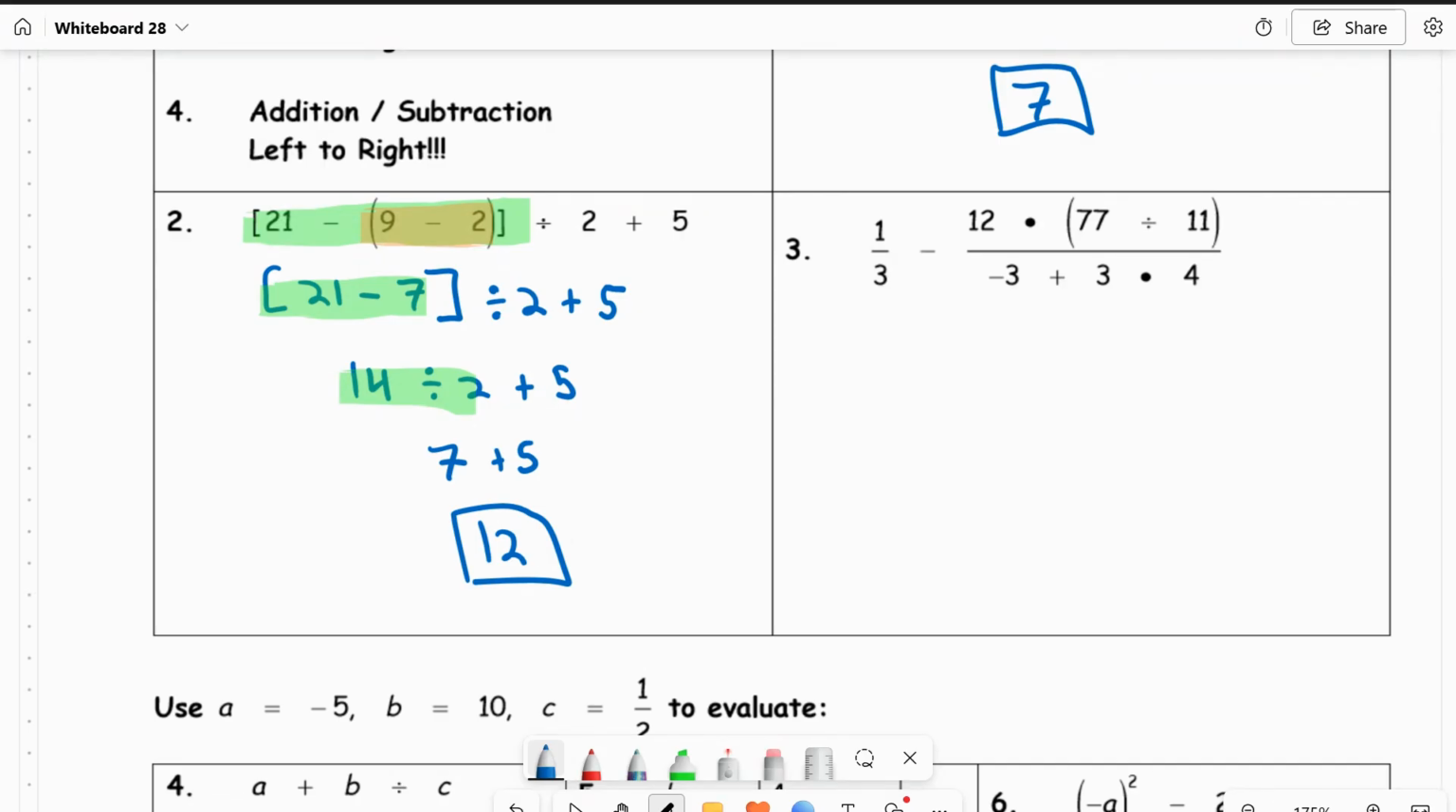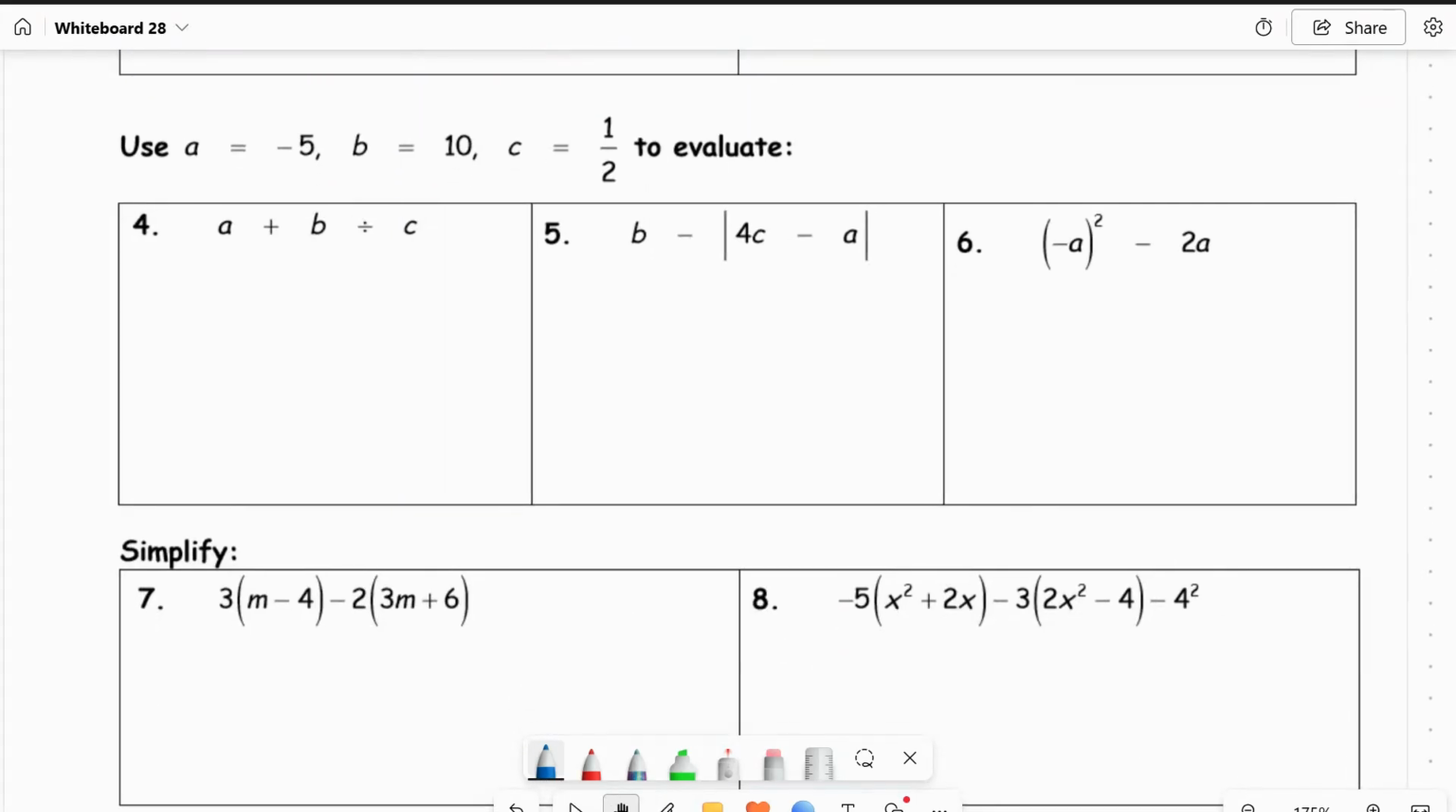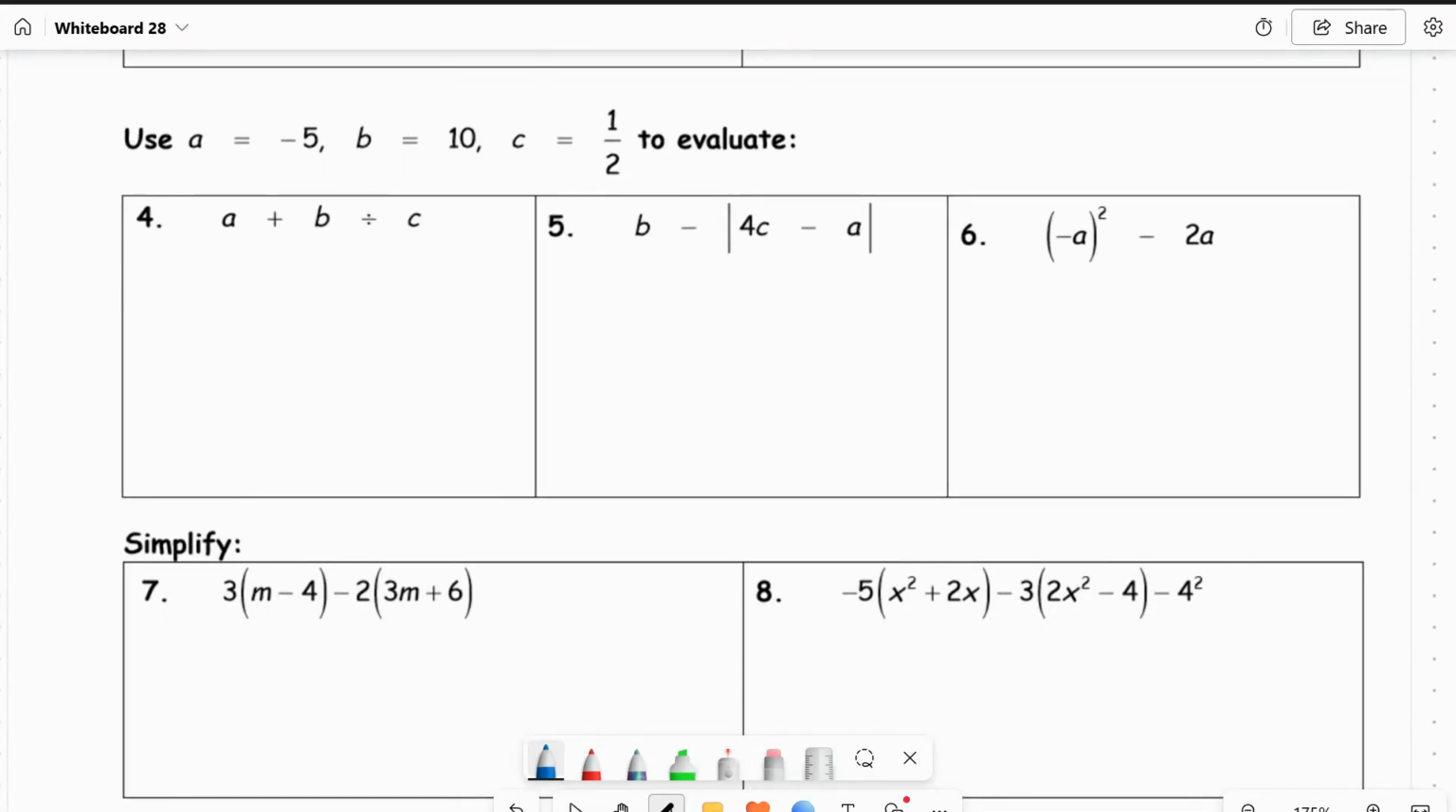So give number 3 a try on your own. I think it'd be a really good review, especially if you guys can get through it without any extra help. So moving down, we do have another evaluating expression that involves a couple of order of operations. So I'm only going to do one of them now. We'll save the others for class.